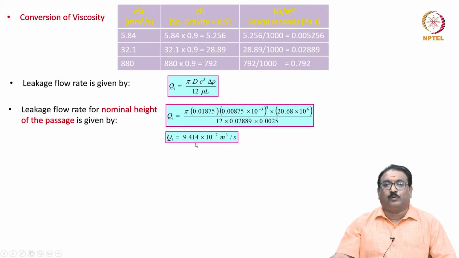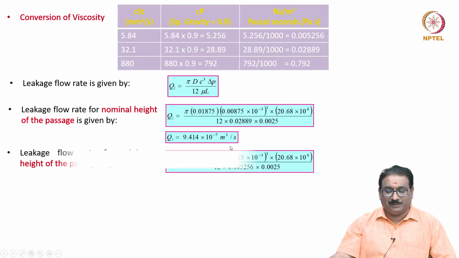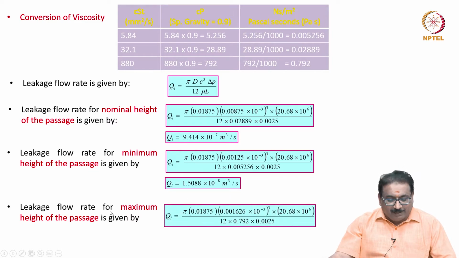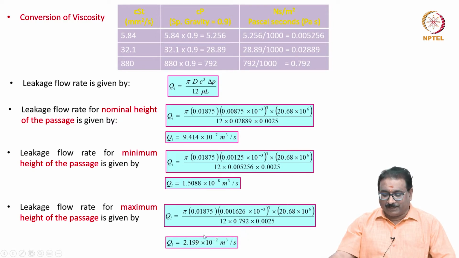Now I will get the QL equal to 9.414 into 10 to the power of minus 7 m³ per second. Similarly, the leakage flow rate for the minimum height of the passage, here it will change again. Minimum height as well as this will change. Then it will come 1.5088 into 10 to the power of minus 8 m³ per second. Similarly, for the maximum height of the passage, substitute the same, the C will change and this will change, meaning dynamic viscosity will change. You will get here 2.199 into 10 to the power of minus 7 m³ per second.